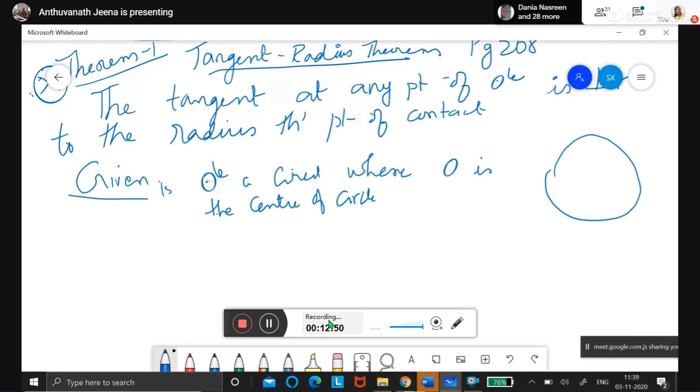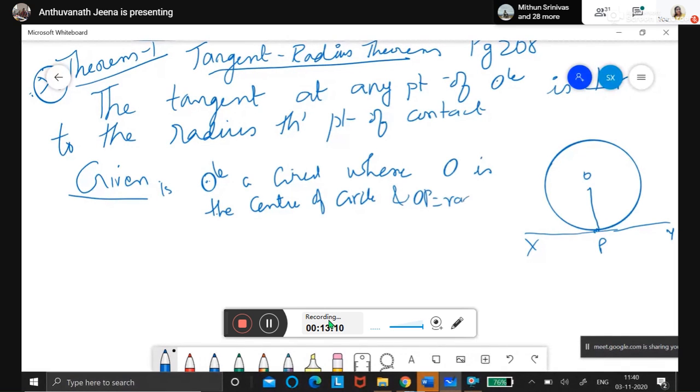In your textbook, we have a radius like this, okay? The tangent is XY and the radius is OP. You should write that. So, given is a circle where O is the center of the circle and OP is the radius of the circle. Always write the given and to prove. Whenever you start with any problems in geometry, especially given and to prove, all this also will carry marks. So they understand how nicely you are understanding the theorem.